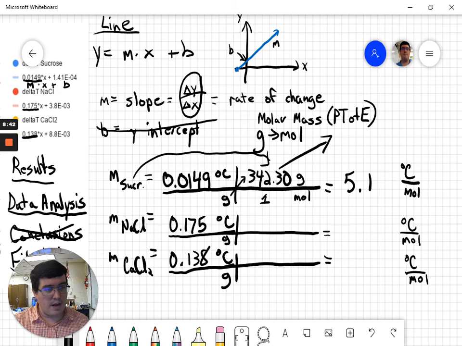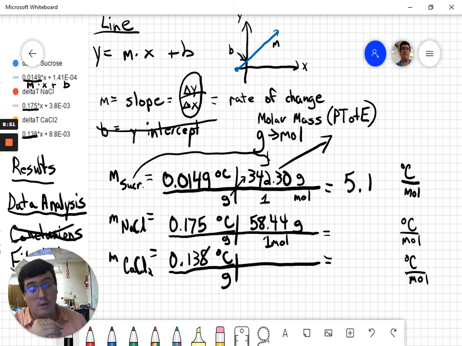How about for NaCl? For NaCl, 1 mole is on the bottom. That should be a 1. And 58.44 grams per 1 mole. Again, that came off the periodic table. I also happen to have that one memorized because we use that one a lot. 0.175 times 58.44 gives me 10.2. Look at that. 5.1 and 10.2.